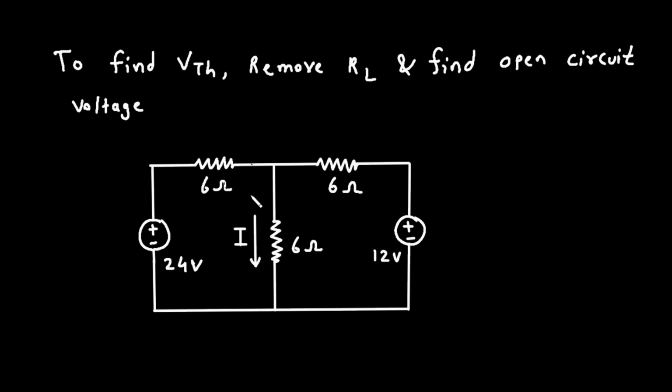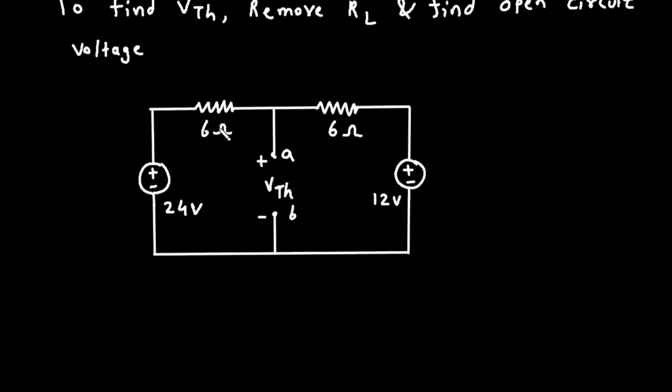Now again to find this VTH, we have to remove this load resistor. Let's say this is terminal A and this is terminal B. This is positive and this is negative. So we have to find this voltage. Now this voltage is the open circuit voltage, or it is called the Thevenin voltage, VTH. To find this voltage, first we have to find the current through this circuit. To find the current through this circuit, we will apply Kirchhoff's voltage law. So let's apply KVL to the outer loop.